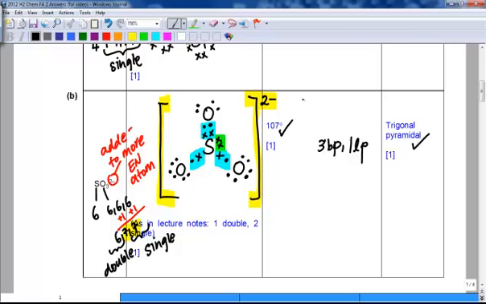Then just to take note over here for sulfur, if you count the number of electrons around it, I have 2, 4, 6, 8, 10. I actually have 10 electrons, which is more than 8, but it is okay because sulfur, being in period 3, can expand its octet.